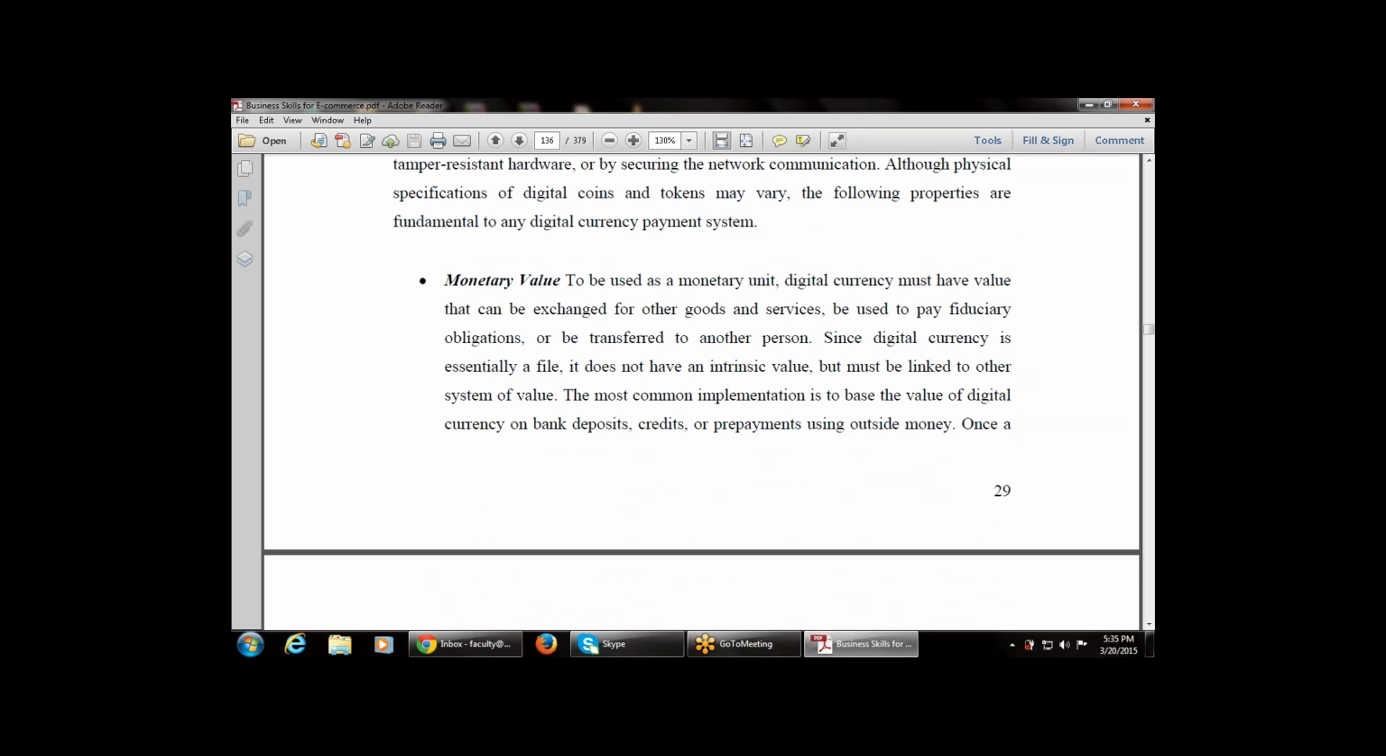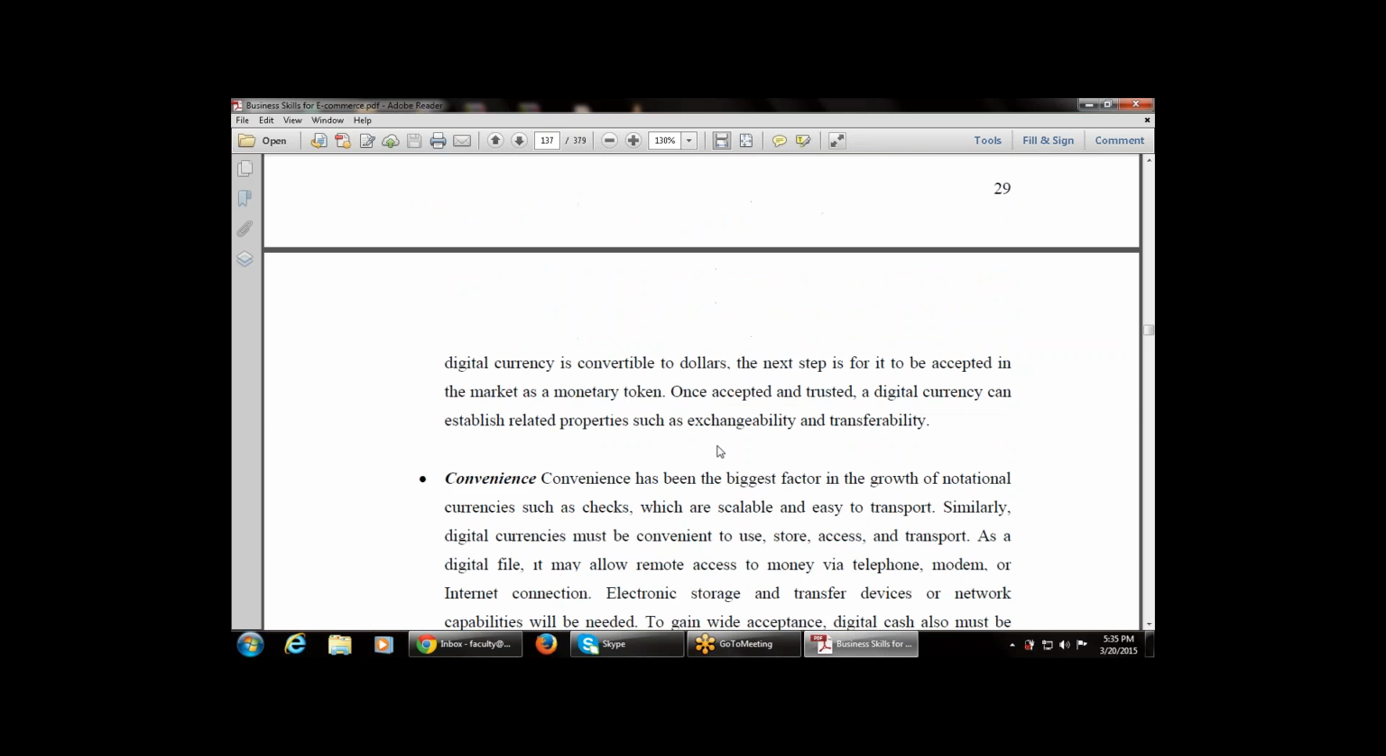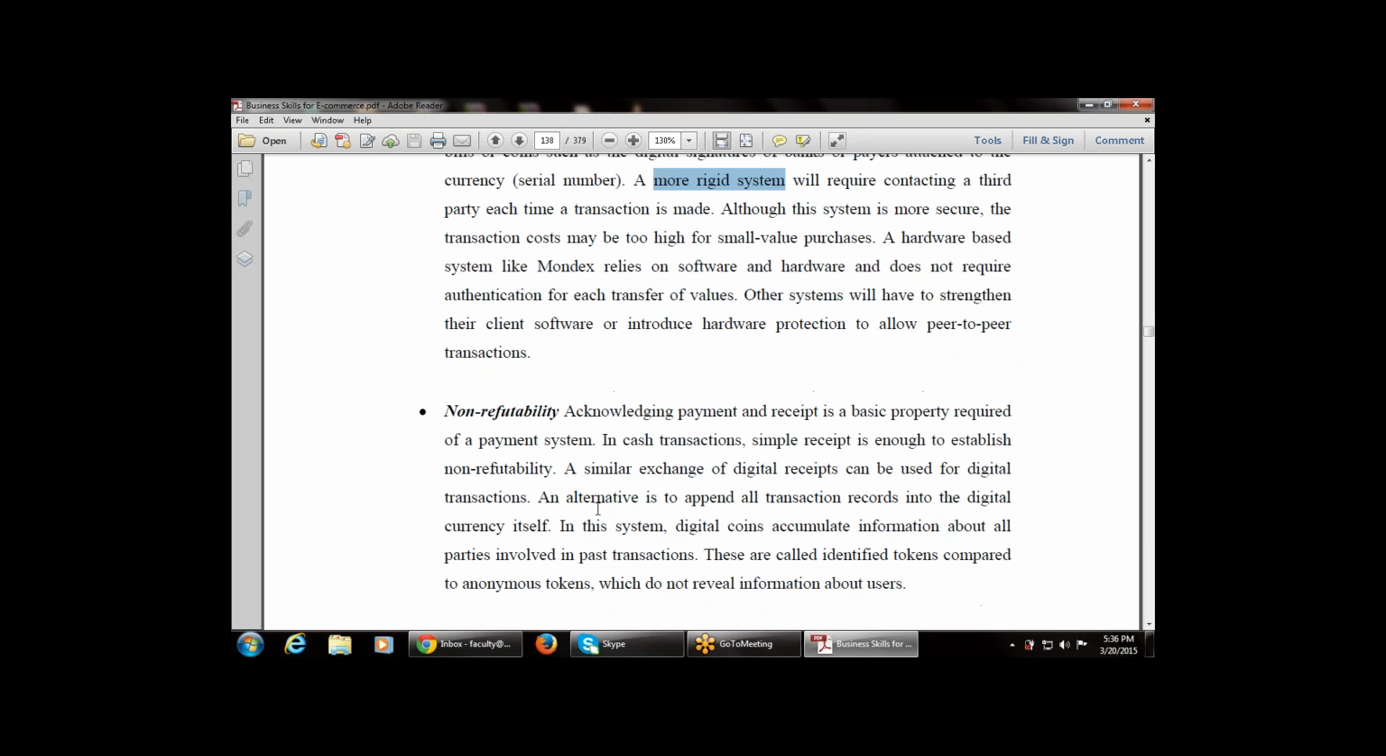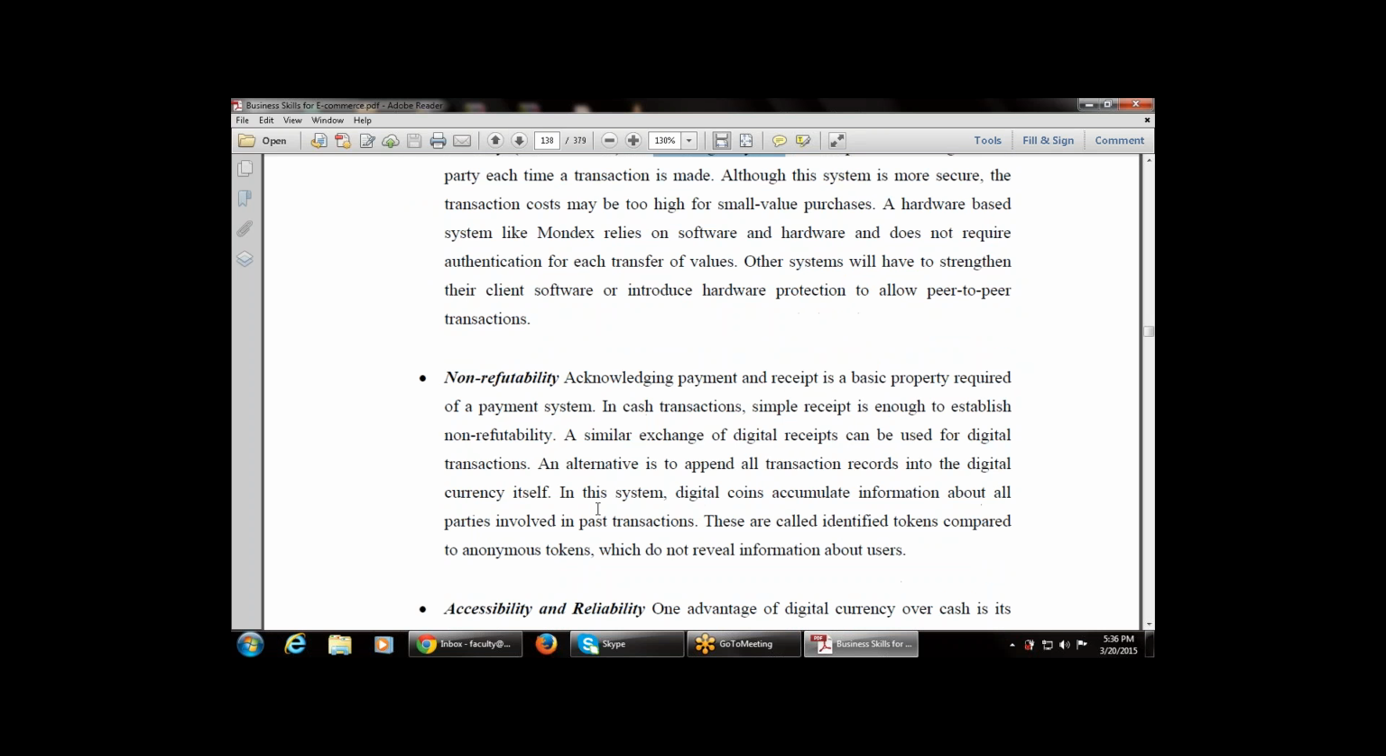So that's all for today's session. In the next class, moving to the next part, the properties of digital currency, there are various other properties also, like non-repudiation. I will be taking these next properties in the next class. So that's all for today's session.